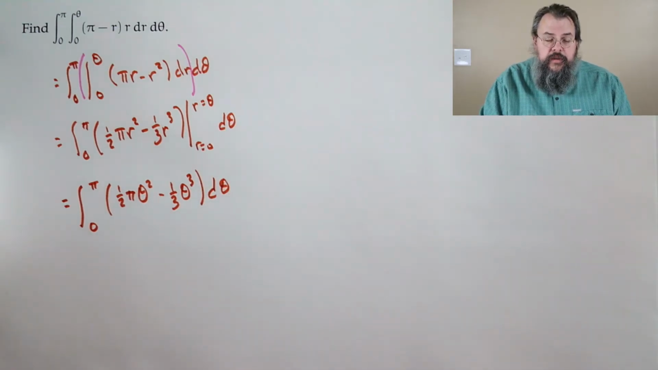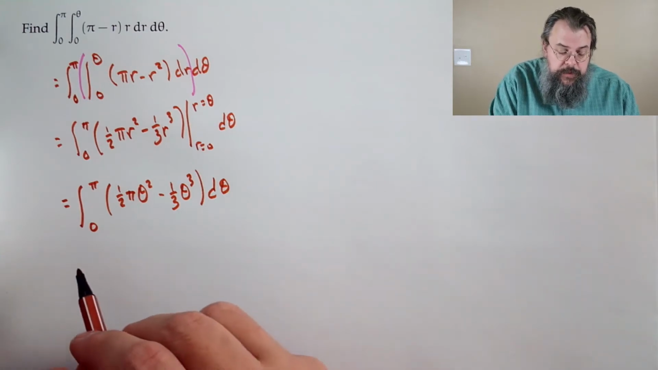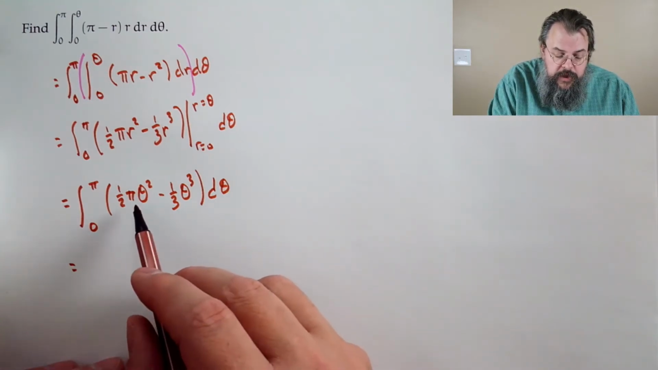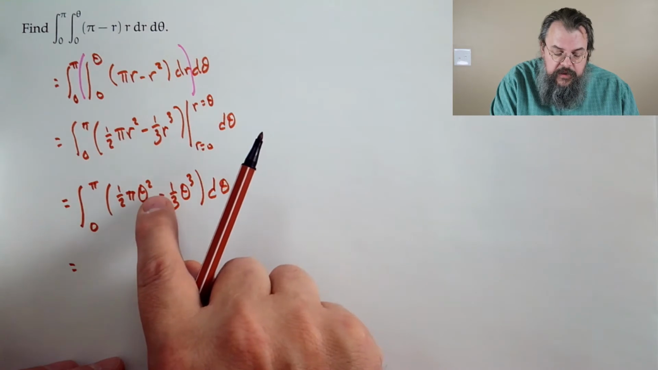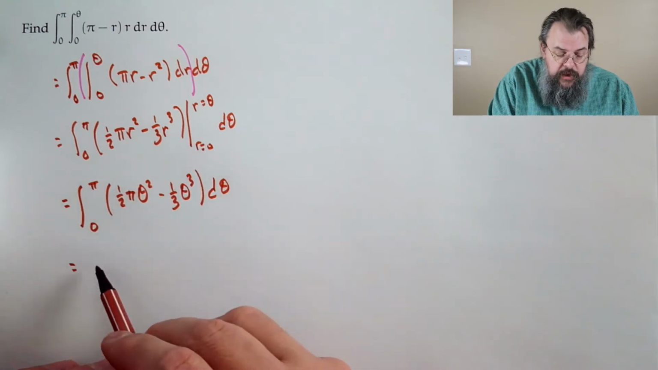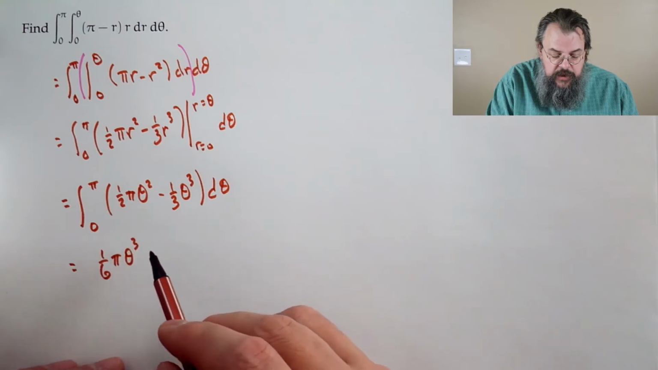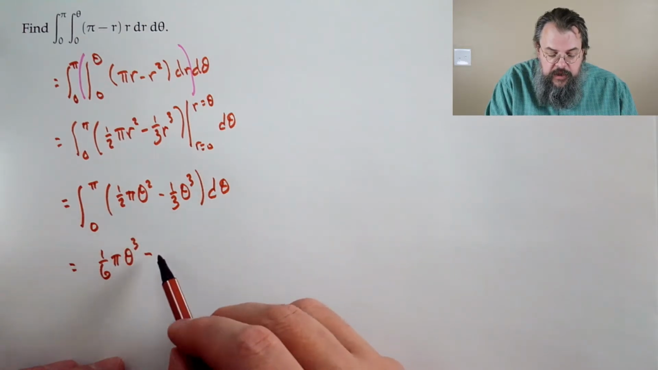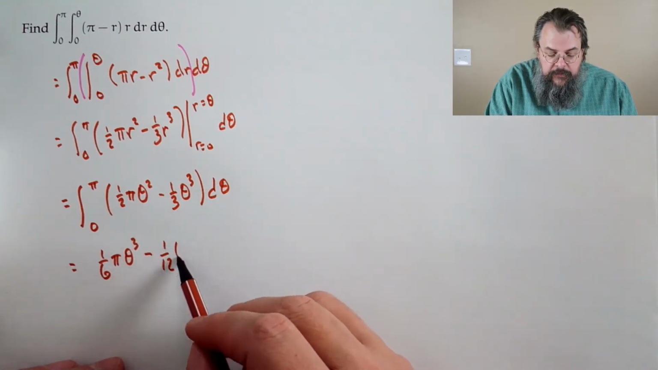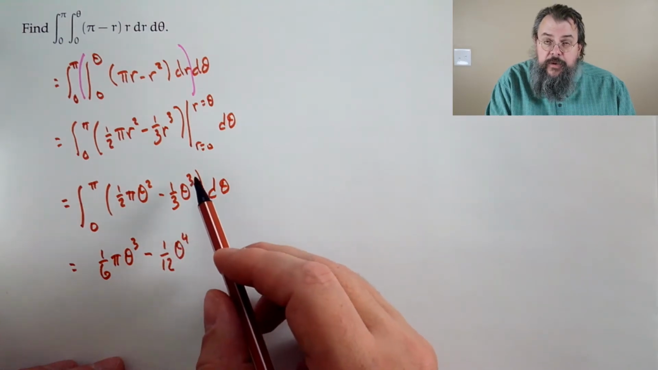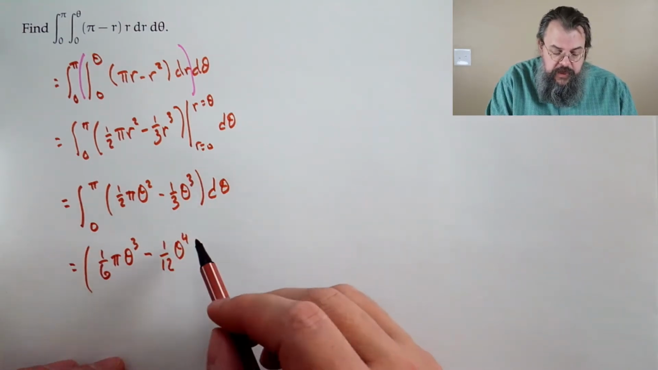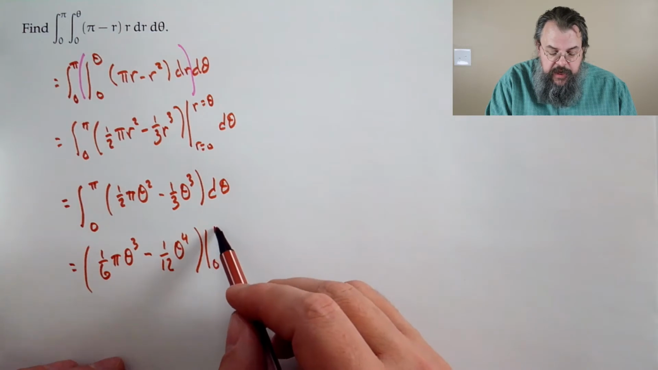And now we integrate this. All right. Well, what does this become? This will become 1/6, right? Because there's a half. This will become theta cubed. You divide by 3. 1/6 pi theta cubed minus here 1/12 theta to the 4th, because it will be theta to the 4th divided by 4. And evaluate 0 to pi.